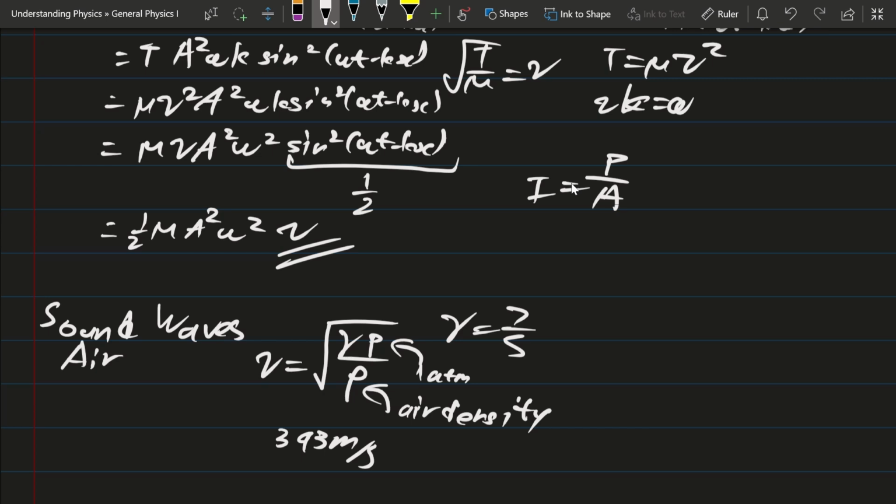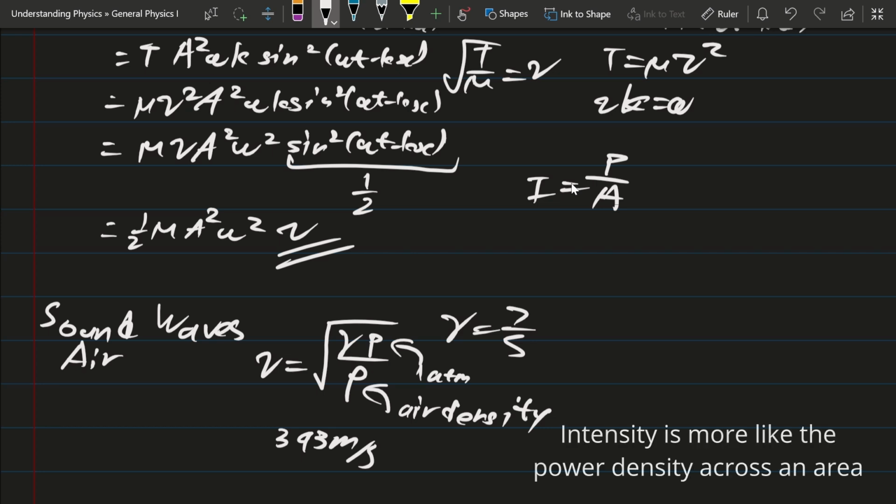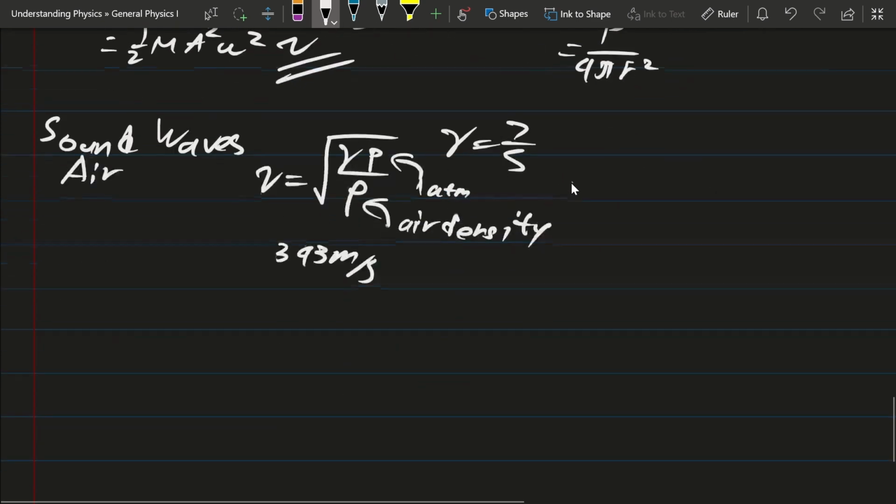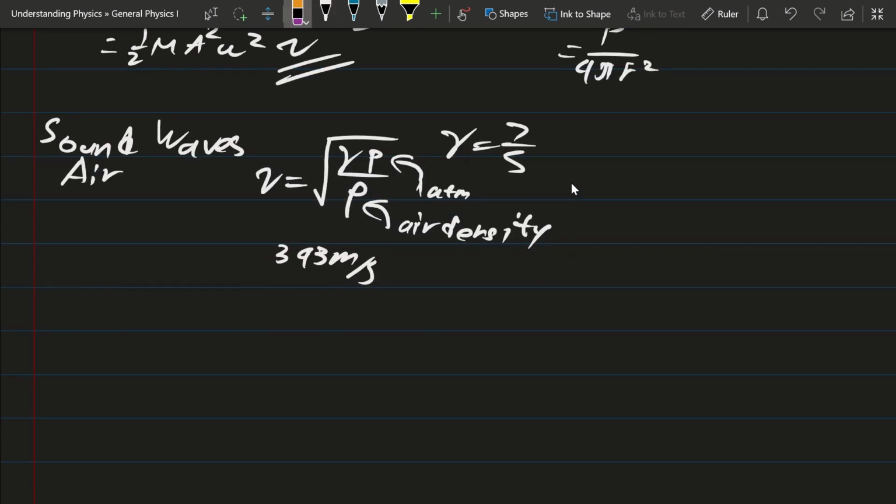So basically the power is spread out, and that is what we call the intensity. The unit of intensity is watts per meter squared. For spherical waves, the intensity is P over 4 pi r squared. So that's something for you to also remember.